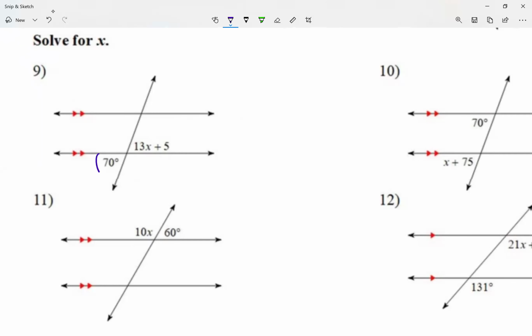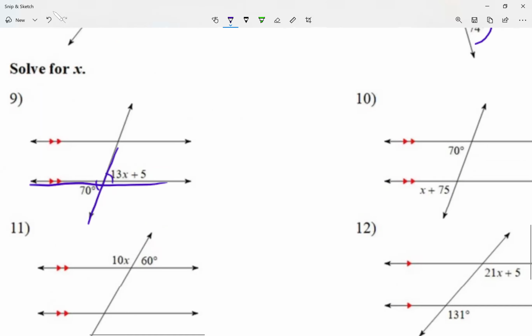One angle is 70 degrees and the other angle is 13x plus 5. As you guys can see, I'm dealing with vertical angles. Vertical angles because I see there's an X form. You guys see my X right here. There's my X form. These angles are opposite from each other. And I know vertical angles are equal to each other.